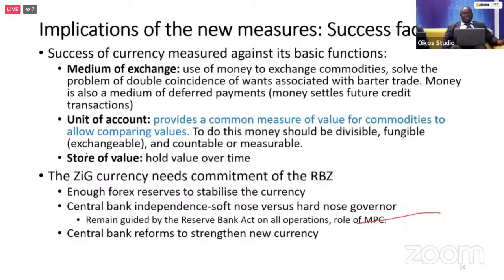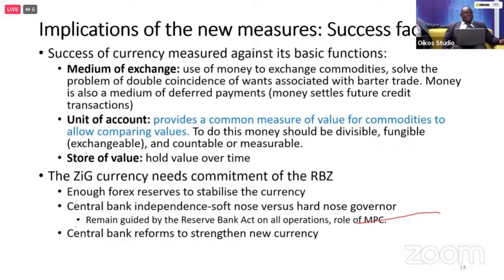So we've got 3 basic functions of money. Money should be used as a medium of exchange, which means you can use money to exchange for goods and services, so that you solve the problem of barter trade, where you really need to ensure double coincidence of wants.